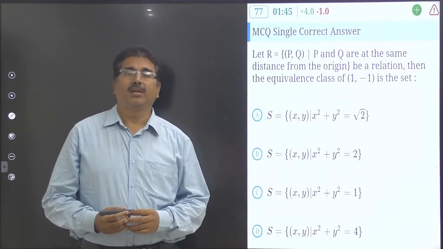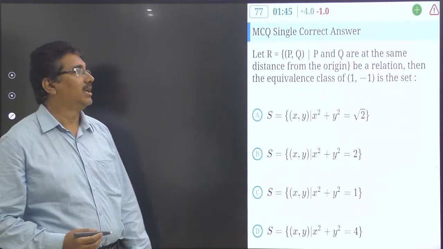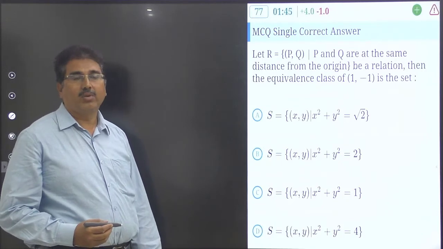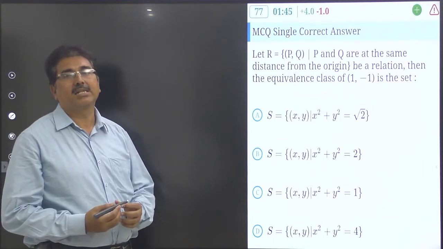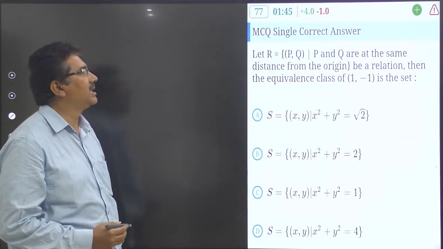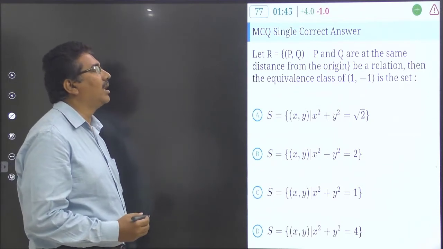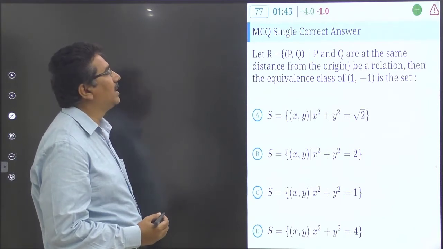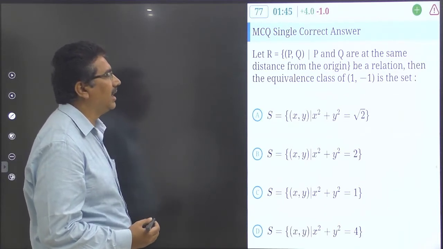Dear students, today we are going to discuss JEE Mains previous questions as well as latest February 2021 JEE Mains questions. The chapter is sets, relations and functions. Let capital R be a relation defined by the set of all ordered pairs P comma Q such that P and Q are at the same distance from the origin. That is a relation.